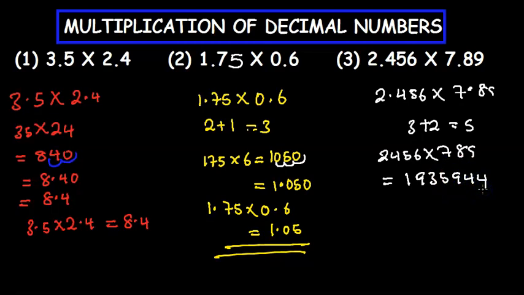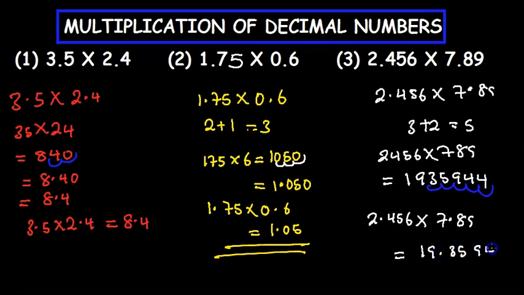Next thing we need to do is to count the number of decimal places we have, and in this case this is 5. We are going to start from the right hand side. This is going to be 1, 2, 3, 4, 5. If this is 5, what will be our final answer? This simply indicates that 2.456 multiplied by 7.89 is simply going to be 19.35944. And this is it for this problem.